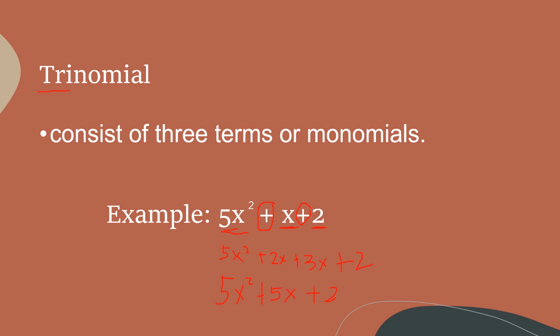So si 5x squared and 5x are different terms. Ano po? So magkaiba sila because this one ay may squared while the other one ay wala. So magkaiba sila. So you cannot add them. So now we have how many terms? We have 1, 2, 3. So we have 3 terms, meaning it is a trinomial.